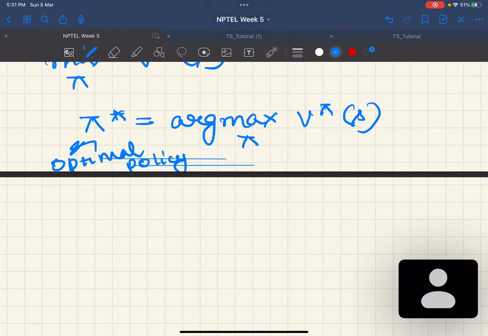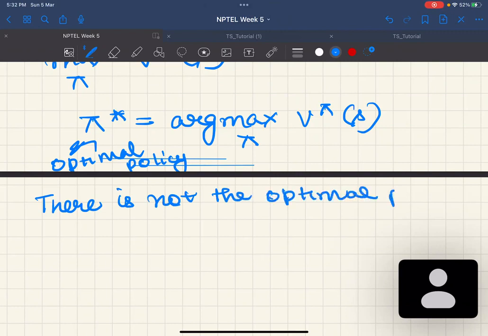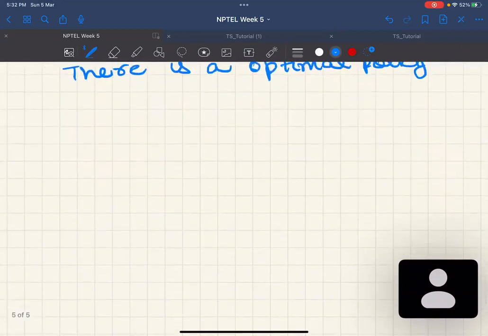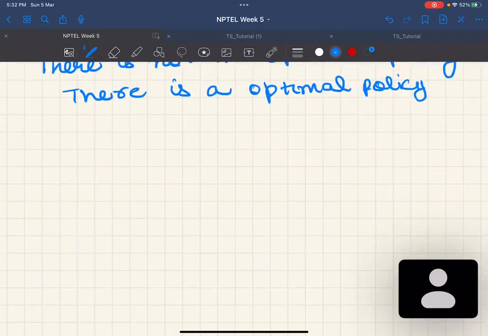Argmax doesn't return a unique pi. There may be many optimal policies. There is an optimal policy, meaning there can be many optimal policies. If I am in a particular state, there can be various policies which can direct me to the particular action. I'll show you in the example. Oh, grid example.